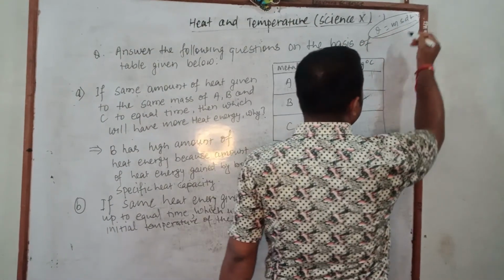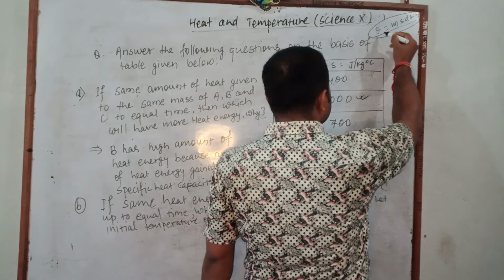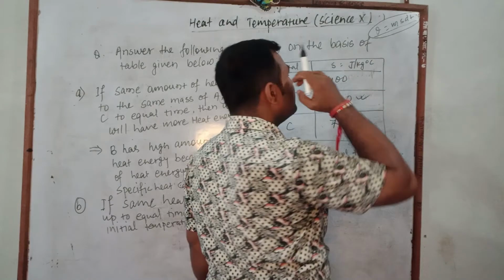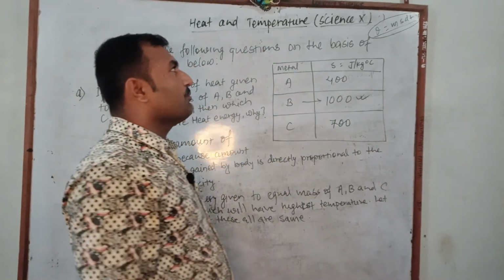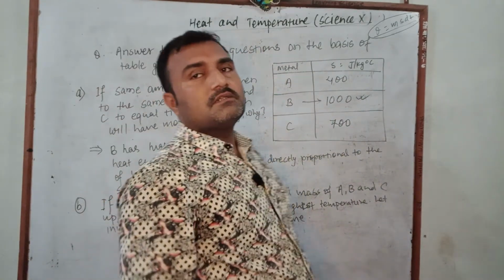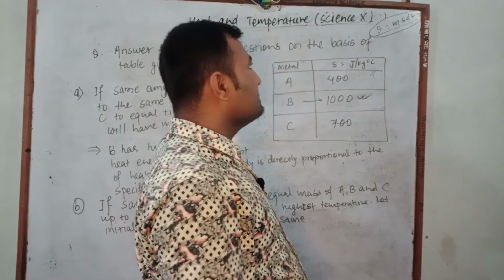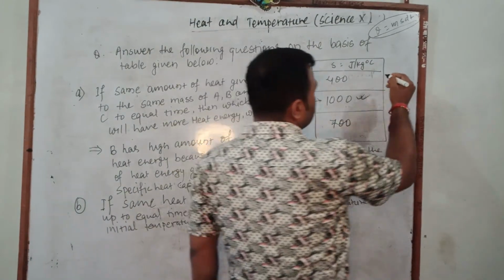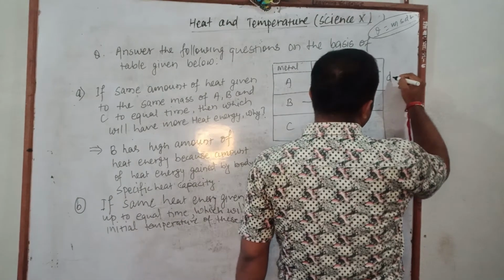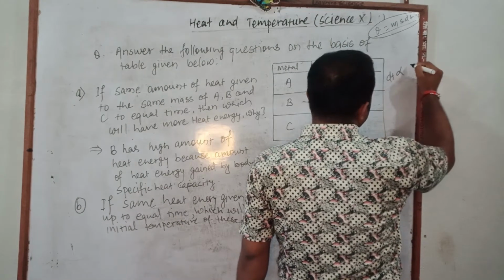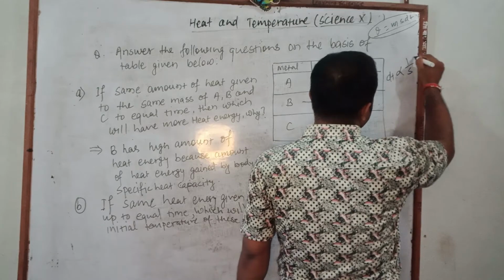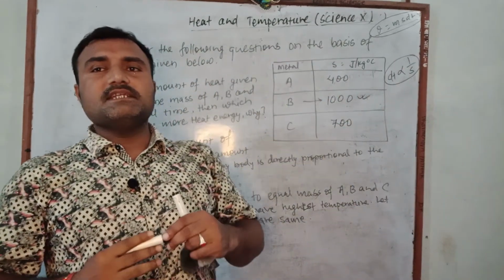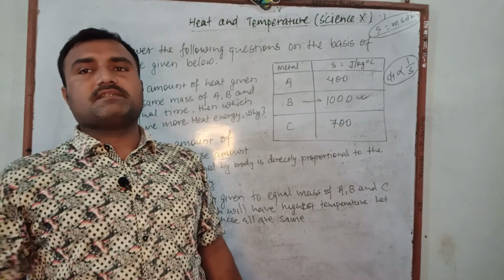And here we write, according to the heat equation, the amount of heat lost or gained by a body is directly proportional to the mass and change in temperature, and the change in temperature is inversely proportional to the specific heat capacity. Like oil gets heated and cooled faster. Why?